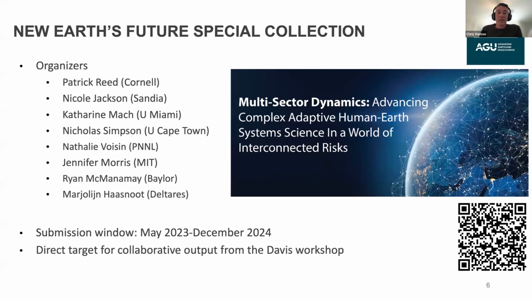Also wanted to advertise a current open special collection in Earth's Future right now, organized by Pat Reed and others on this slide here. It's the second special collection we've done for Earth's Future. The first was very successful. This is a great follow-up to that and branching into looking at the world and our science in the form of interconnected risk. We have a submission window open on that right now through December 2024. You can access that again by the QR code. These are direct outcomes right now of what went down in our first inaugural workshop that we had at UC Davis this past year. Next slide.